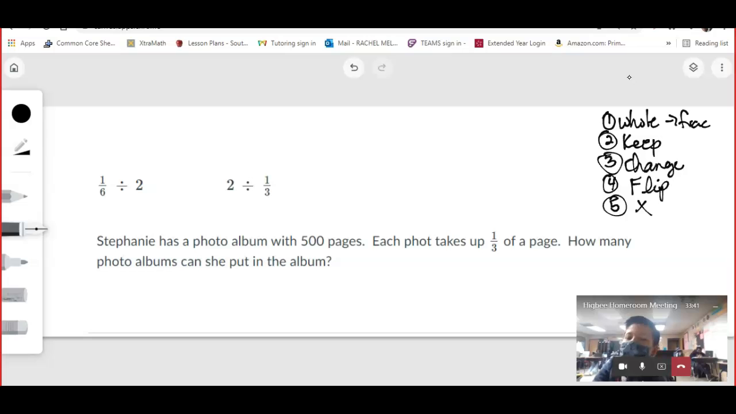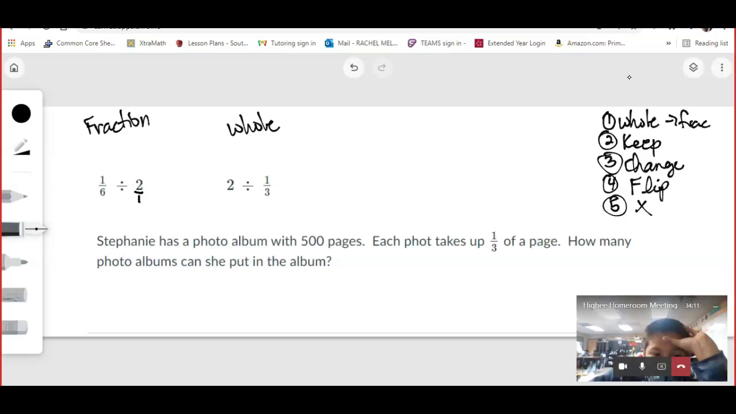And divide. All right, so then over here, I need to change my whole number to a fraction, right? Okay. Now, let's think about this before we do it. What type of number am I starting with? Am I starting with a whole number or a fraction? Fraction. Okay, so if I'm starting with a fraction, my answer should be a fraction. Okay, what about this one? 2 divided by 1/3. What kind of number is that? A whole number. We're starting with a whole number. So this answer should be a whole number. Okay.